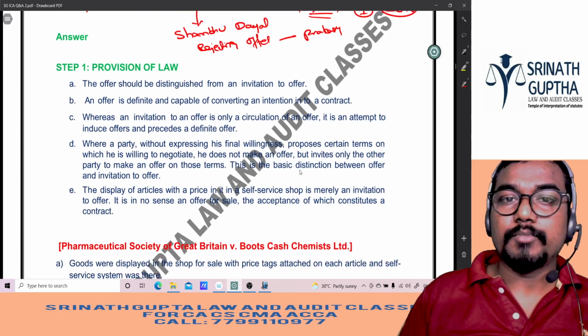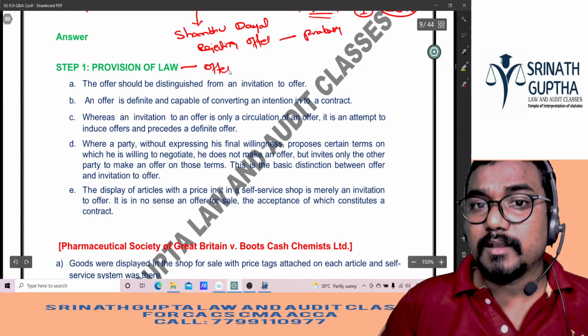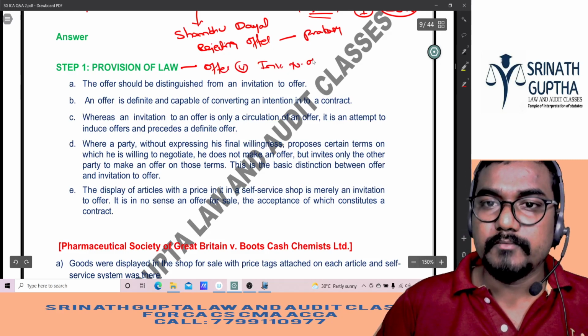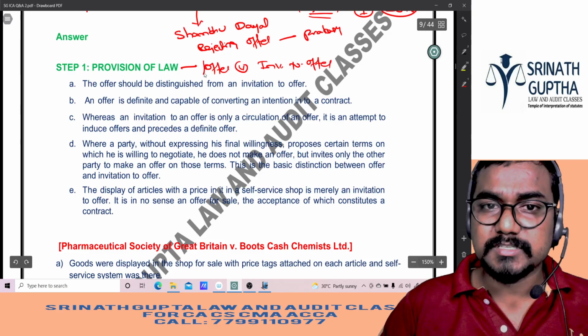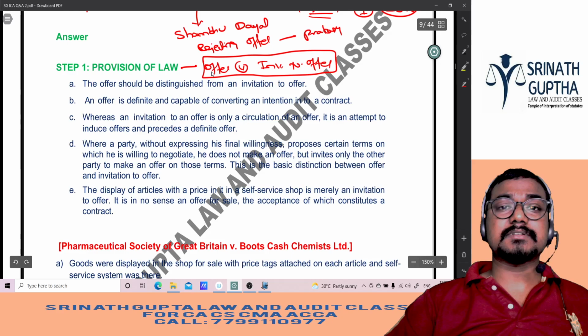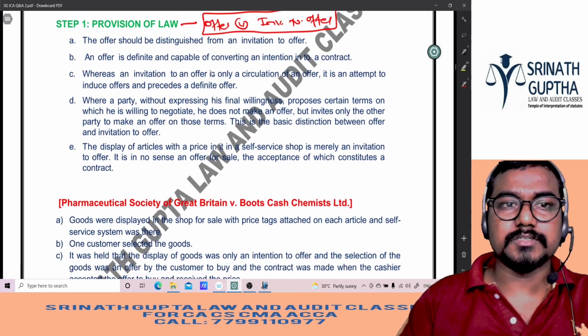Step number 1. Provision of the law. Here we have to explain what is an offer and what is an invitation to offer, with a famous case law also, beta: Pharmaceutical Society of Great Britain versus Boots Cash Chemist Limited. Quote the case name also, if possible.